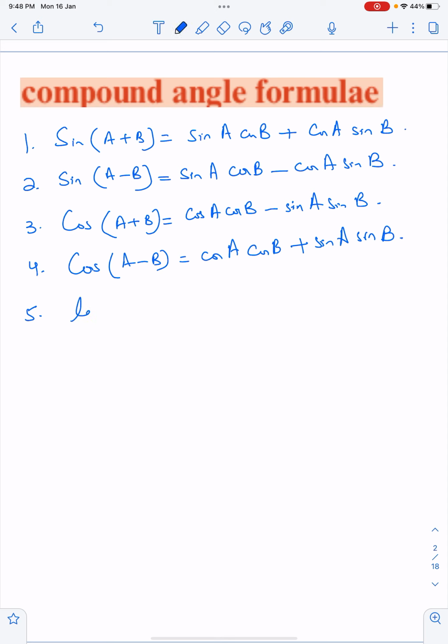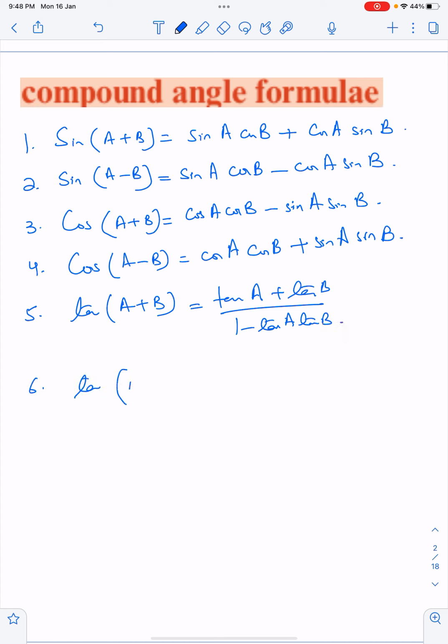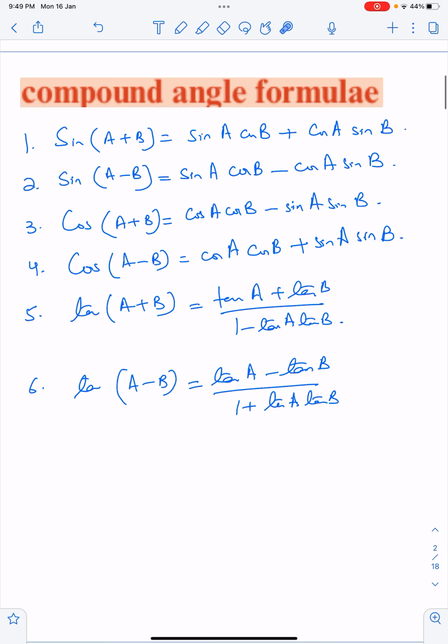The next formula is with tan. Tan of a plus b is going to be tan of a plus tan of b upon 1 minus tan of a tan of b. And the last formula, tan of a minus b equals tan of a minus tan of b upon 1 plus tan of a tan of b. With tan also, if you have a positive here, you have a positive in the numerator but negative in the denominator, and if you have a negative here, then you have a negative in the numerator and positive in the denominator. So you have to learn these six formulas, and let's see the application in the questions.